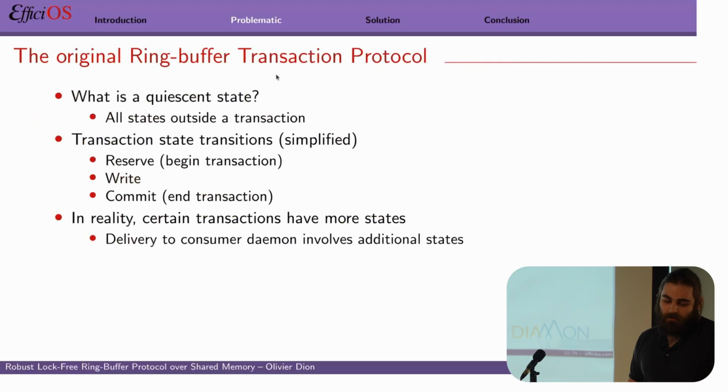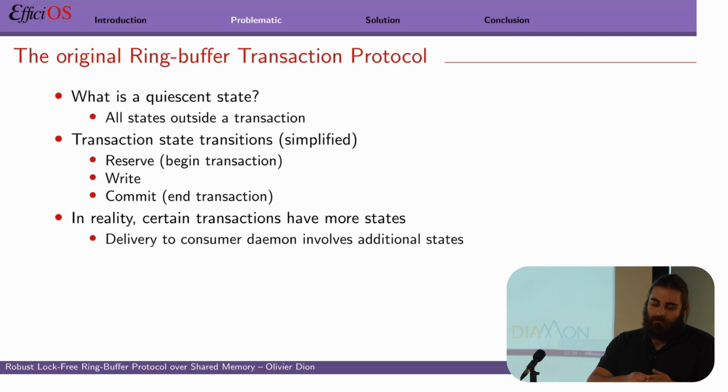So the problematic part: the original ring buffer transaction protocol relies on quiescent state. We will just define a quiescent state to be any state that's outside a transaction. Now, I need to define what's a transaction. So you enter a transaction when you do a reservation on the ring buffer.